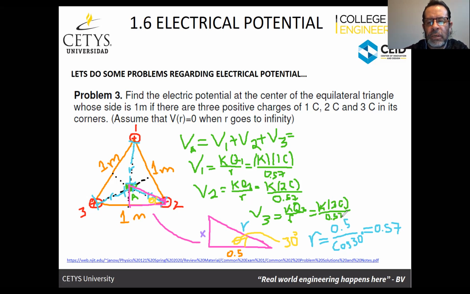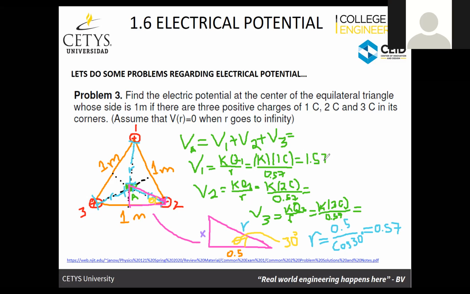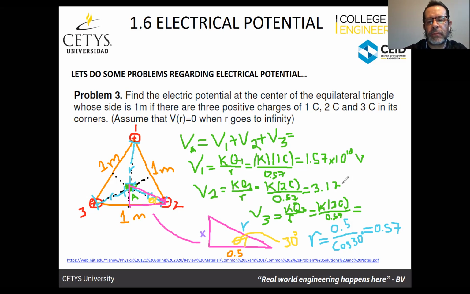So what's the value of V1, V2, and V3, please? I got that V1 was 1.56 times 10 to the 10. And then I haven't calculated V3, but I calculated V2, and it was 3.12 times 10 to the 10.